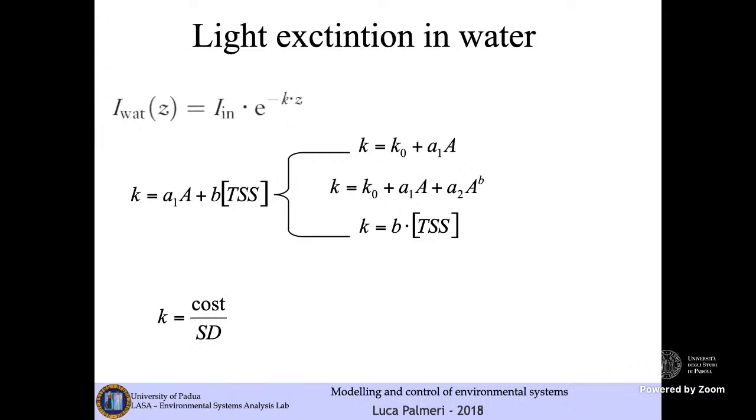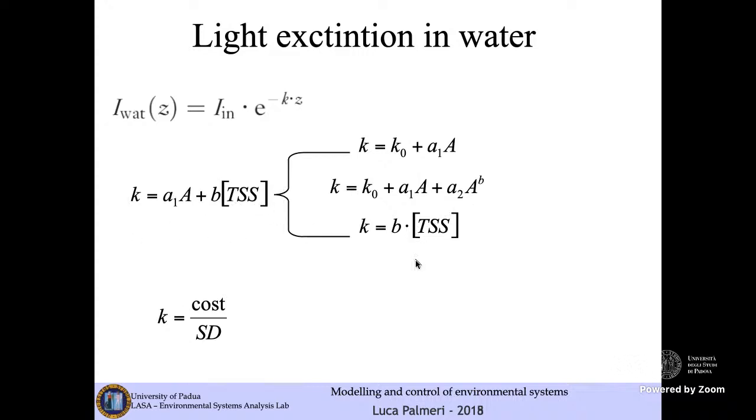Again, our way of making the light extinction model explicitly more sophisticated is that of writing the constant of light extinction K as dependent, for example, on two parameters A, B, and the concentration of algae, or for example, the concentration of total suspended solids. There are several ways of modeling this: K may be made dependent on the concentration of algae linearly, or non-linearly, or simply on the concentration of total suspended solids. So this is the first way.